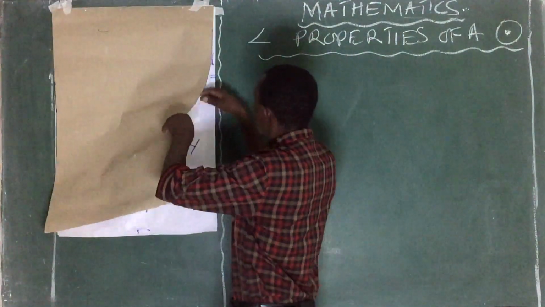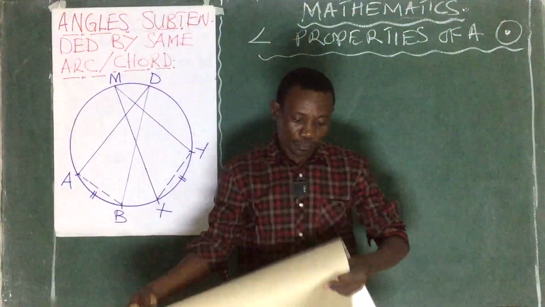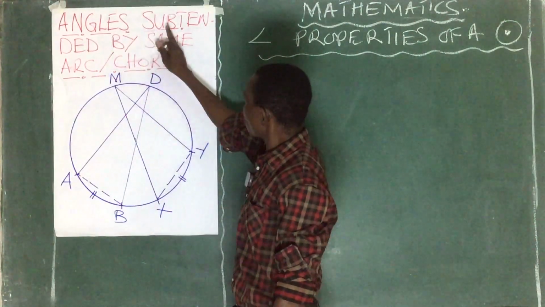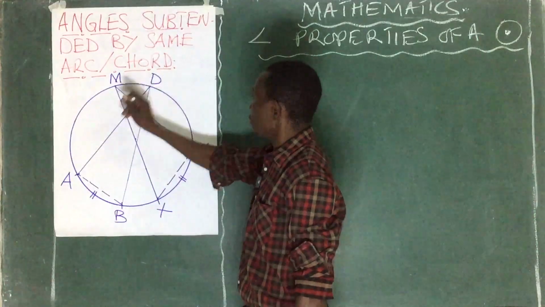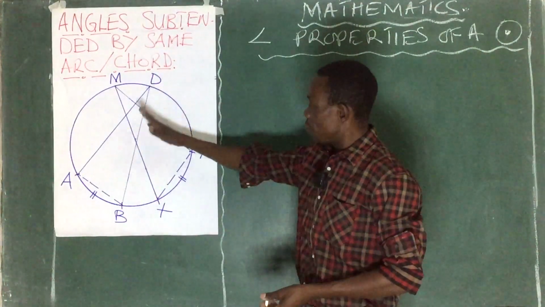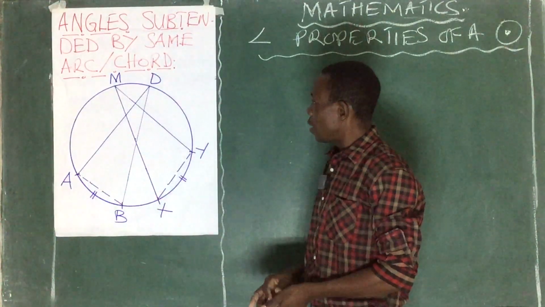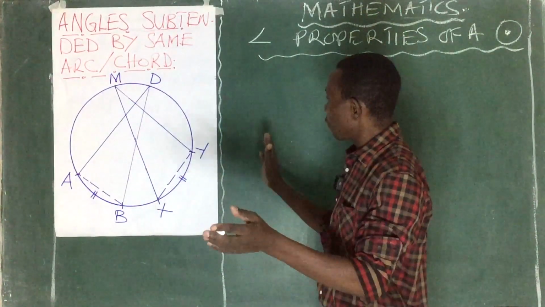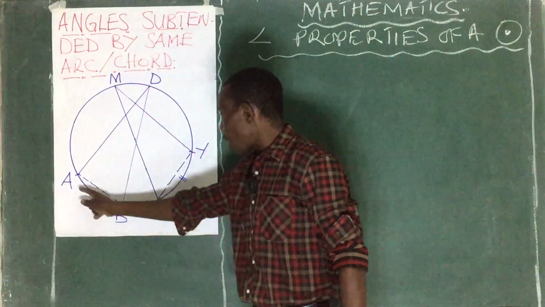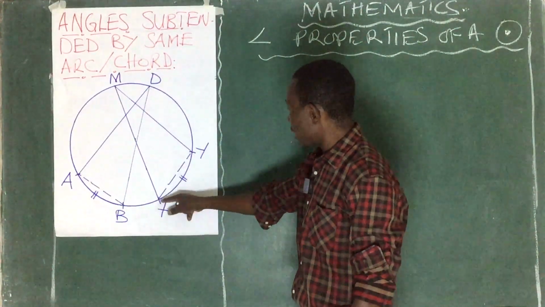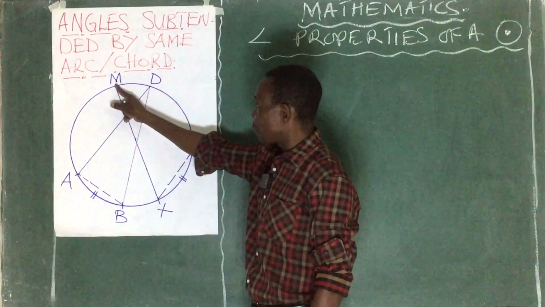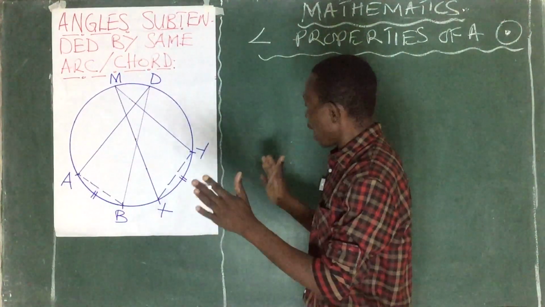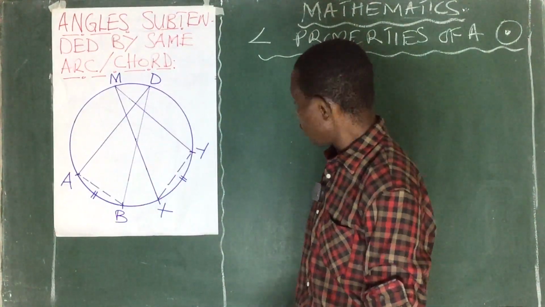Right, look at my diagram here in this chart. When we talk of angles subtended by the same arc or chord, we are referring to a shape like this, where we have a circle, and the circle has arcs, which are parts of the circumference. If we were to describe the arcs of the circle, we talk of arc AB, arc BX, arc XY, arc YD, arc DM, and what have you. You can even jump one letter and have arc AY. The related arcs will have the chords related to them.